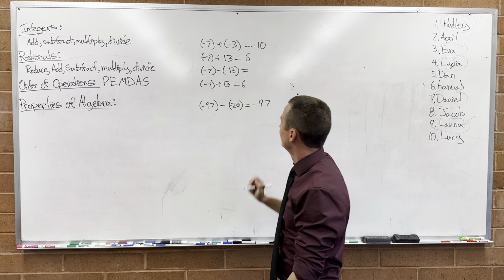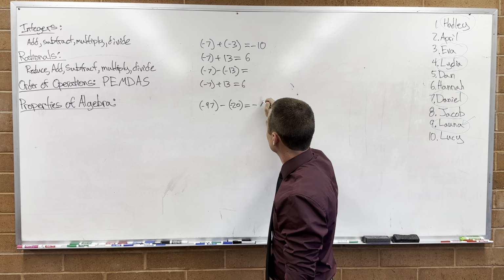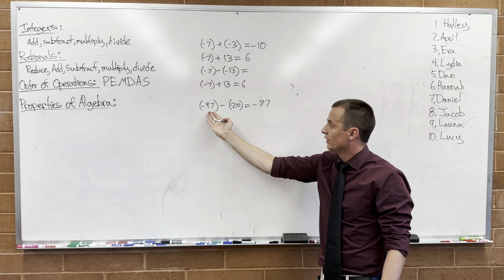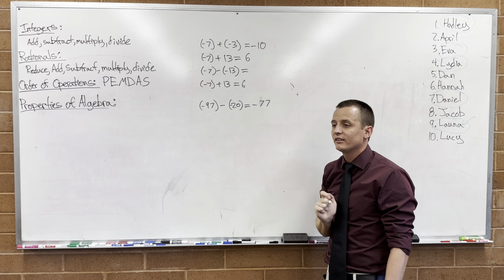Minus, oops, 77. You said it right. I wrote it wrong. Right? You owe $97. I subtract away $20 of your debt. You're left with $77 of debt.